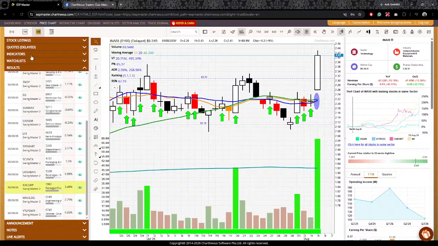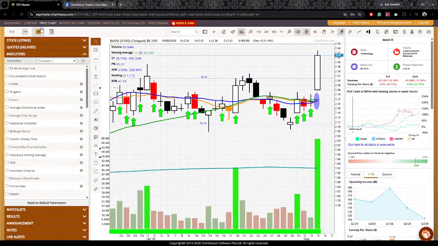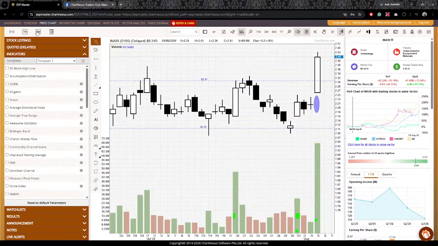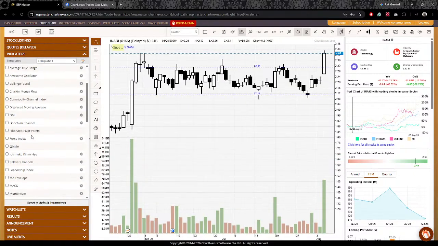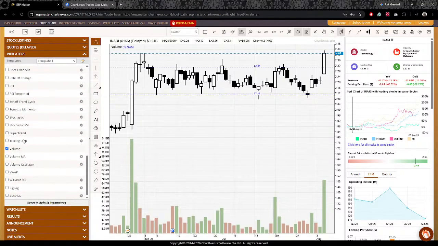What you need to do is go to indicators. Let me remove the swing master template, because otherwise it's very messy. So this is your clean chart, which I like. Let me remove this as well. I'll scroll all the way down. You see this trailing stop? This red line is what will help me to see when is the exit point. So at this moment, not yet. It is still very far away.